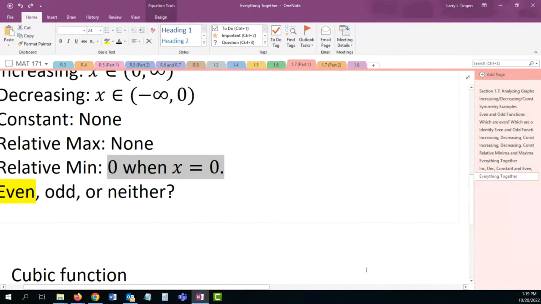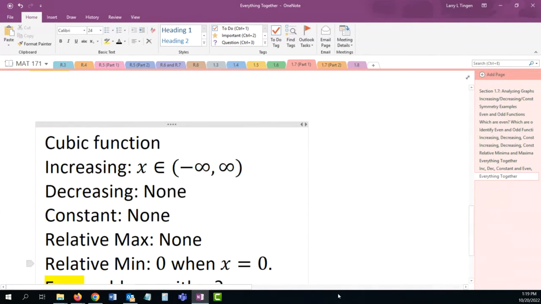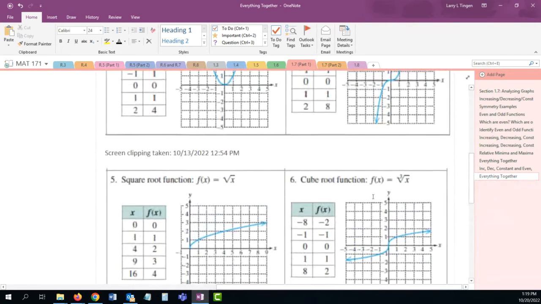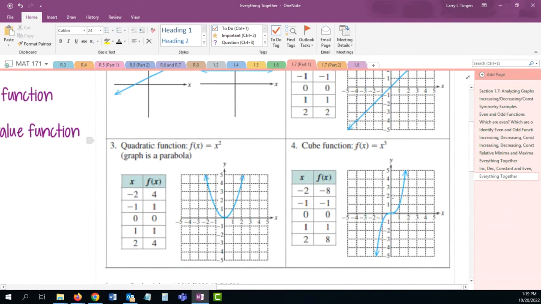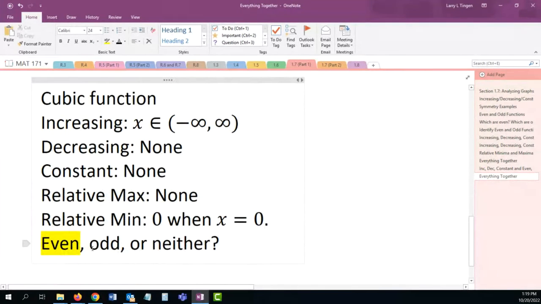How about symmetry? Do I have any symmetry? I don't have symmetry about the y-axis, so I'm not even. How about the origin? If I rotate this 180 degrees, do I get the exact same function I started with? Yeah, I do, right? So that means I have symmetry about the origin, which means this function is odd.